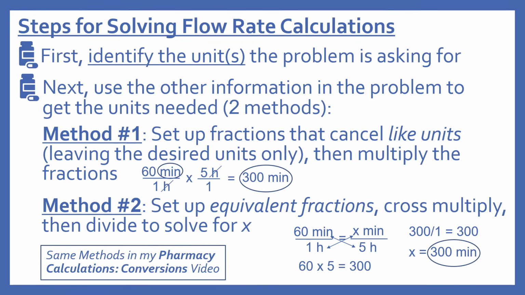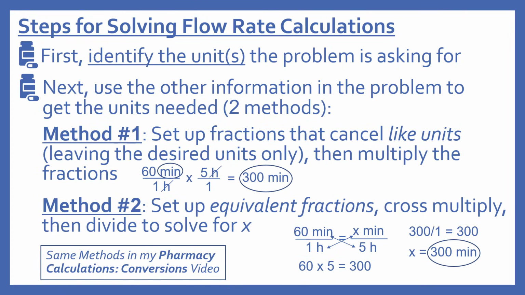Method number 1, you can set up fractions that cancel like units, leaving the desired units only, then multiply the fractions. So for example, if we're trying to convert 5 hours into minutes here, we know there are 60 minutes per 1 hour times 5 hours over 1. We have an hour on the top, an hour on the bottom, so those units cancel. We're left with minutes, and then we just multiply the fractions. So 60 times 5 is 300, then divided by 1 times 1, which is 1. That gives us 300 minutes.